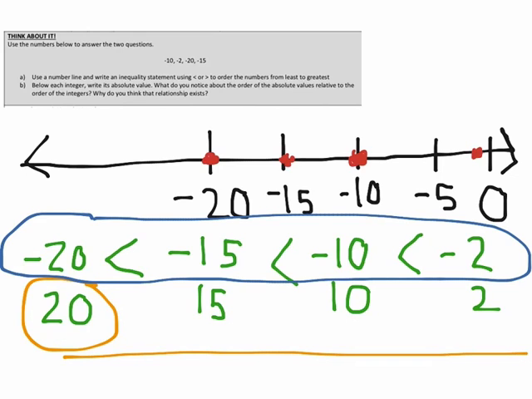So if I were to plug in my inequality signs here, the alligator would definitely want to eat 20 rather than 15 because it's the greater number. And the alligator would definitely want to eat 15 instead of 10 because that is the greatest number. And finally, the alligator would prefer to eat 10 instead of 2 because that is the greatest number. Let's come back together now and discuss what we have found and state what this relationship is between our integers and our absolute values.